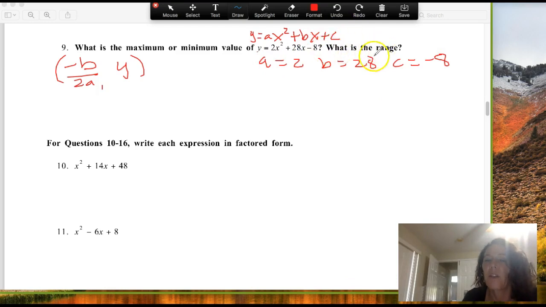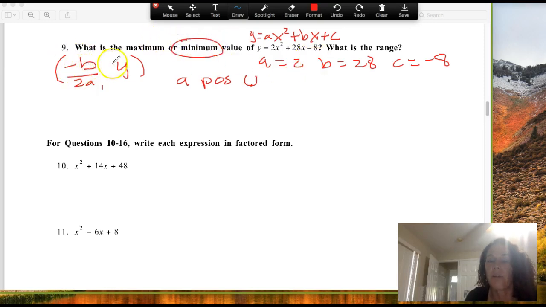Okay, so our A value here is going to be 2. Our B value is next to the x, so our B value is 28, and our C value is -8. Now the beauty of the C value is that it is your y-intercept, remember. Now I need to figure out the range or the max or the min. My A value always tells me if I open up or down. Now A is positive, so I am going to open up. So what I'm going to have here is a minimum value. So I'm looking for a minimum value.